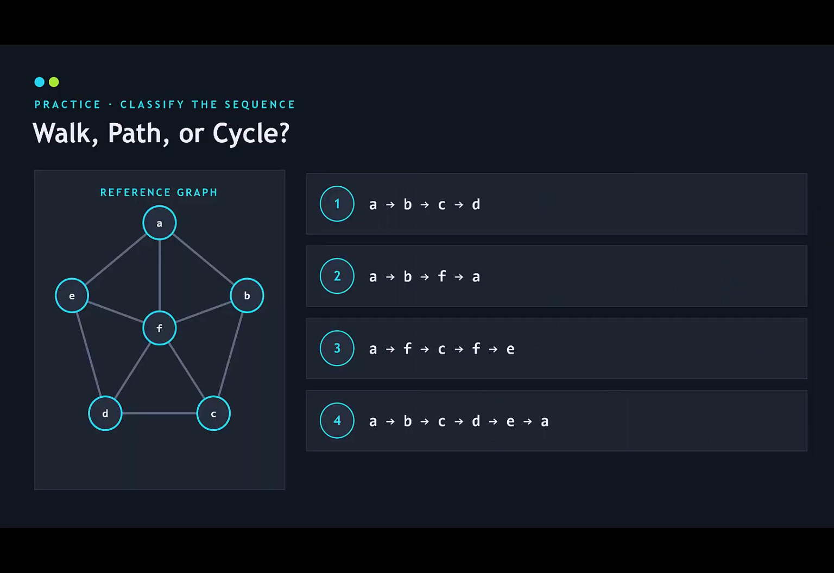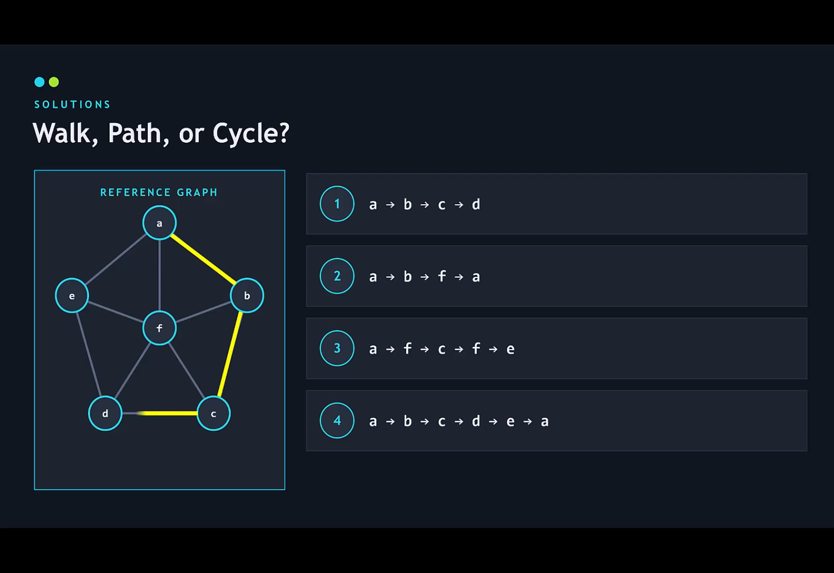Let's practice classifying some sequences of vertices. For each sequence, we'll only give one description. We'll use cycle as the highest, path as the middle, and walk as the least. Let's start with A, B, C, D. Let's trace out the sequence. We can go from A to B, B to C, and then C to D. We would call this sequence a path.